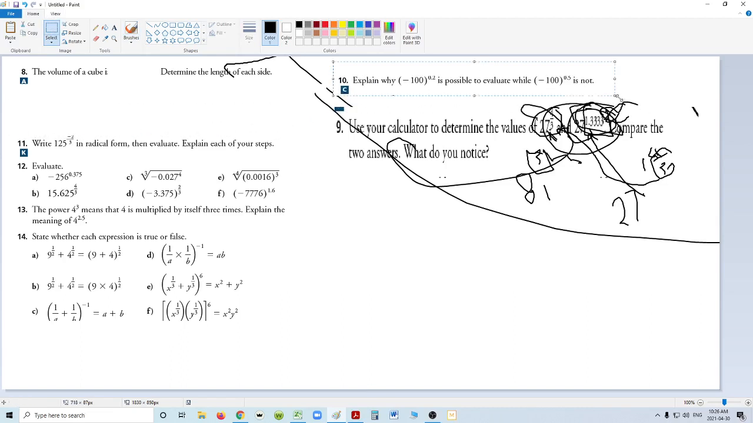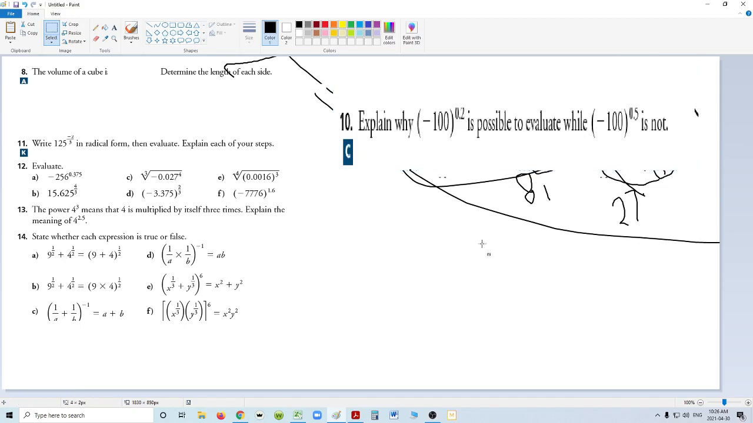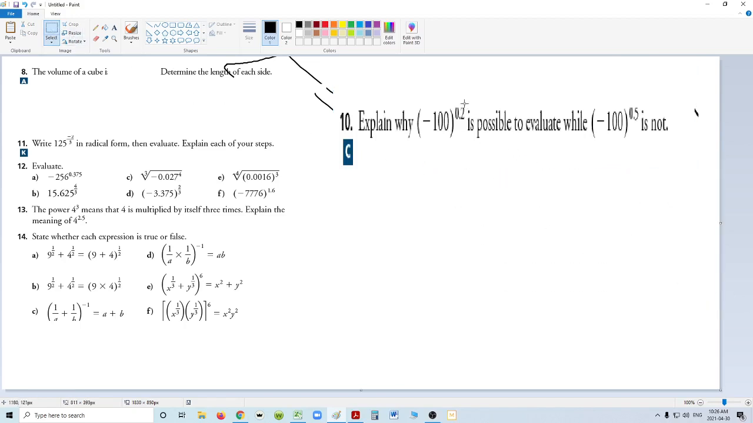Explain why one is possible and one is not. The secret here is to convert your exponent, convert your decimal. So this is 10 squared. Is it possible? 0.2, that's 1 over 5. There we go. That's what 0.2 is.